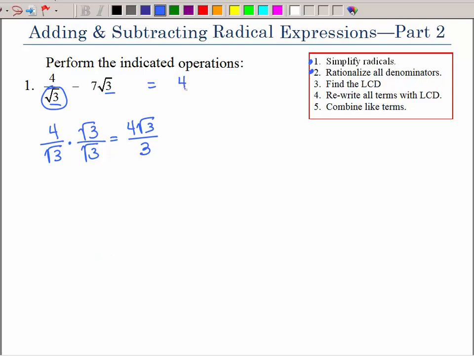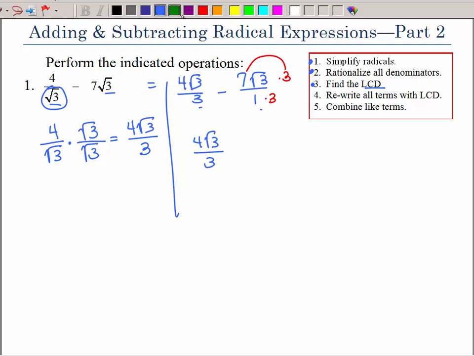So now this problem is 4 square root of 3 over 3 minus 7 square root of 3 over 1. Now we have to find the least common denominator between 3 and 1. And of course it's 3. So this one's going to stay over 3. I need to multiply this by 3. So 3 times 7 is 21. Keep the square root of 3 over 3. What I've just done is I've rewritten all the terms with that least common denominator of 3.